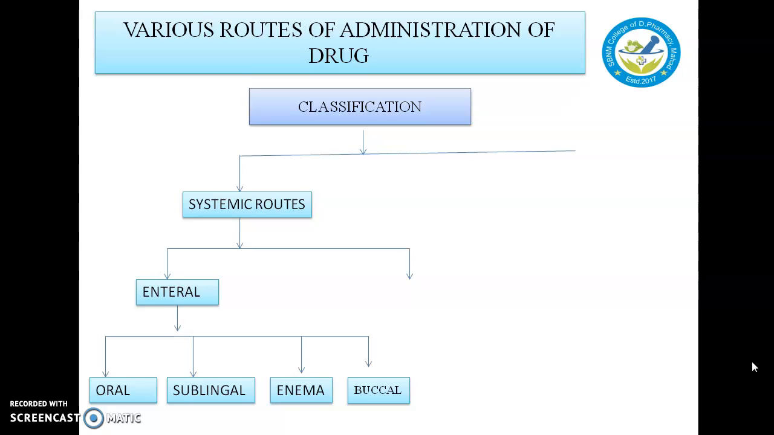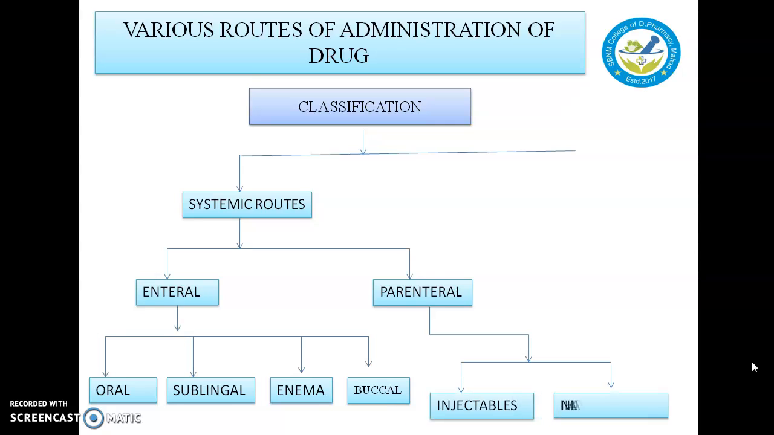In systemic, the next route is the parenteral route. The term parenteral originates from the Greek words para, meaning outside, and enteron, meaning the intestine. The parenteral route is mainly divided into two routes. First is the injectable route and next is the inhalational route. Let's see the first, the injectable route.